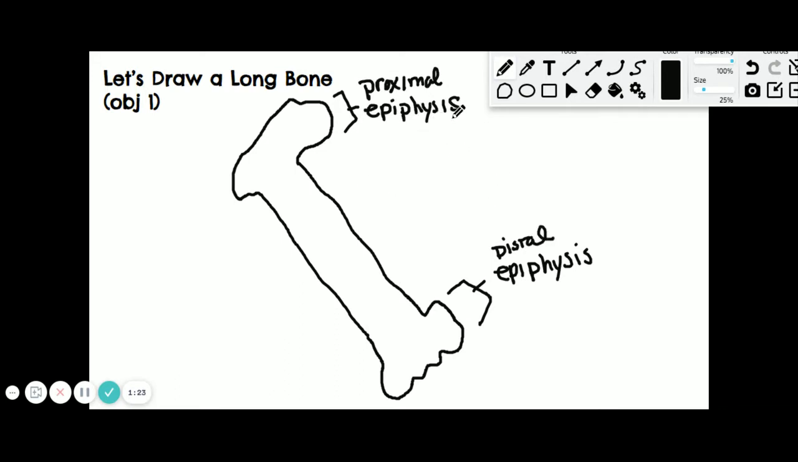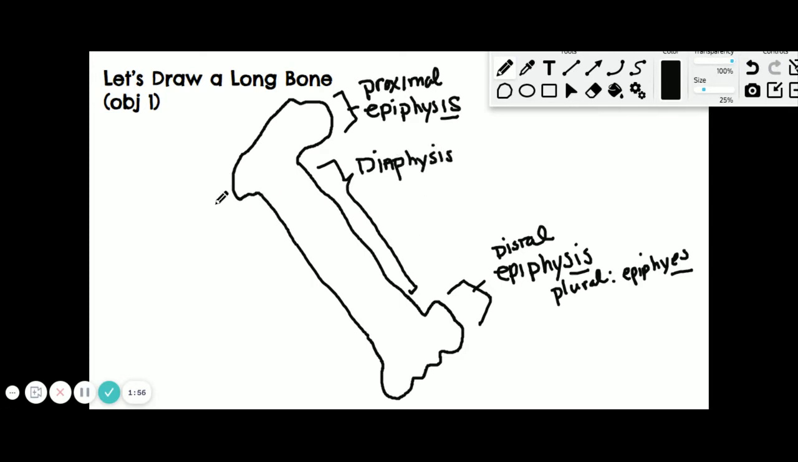So this is singular. If you want to say them plural, then you have to say epiphyses, with an ES. So think, look at this epiphysis, look at these epiphyses, right? The middle section here is going to be your diaphysis. Dia means two or spanning between 2 points. So that's the diaphysis, that's the mid region of the bone.